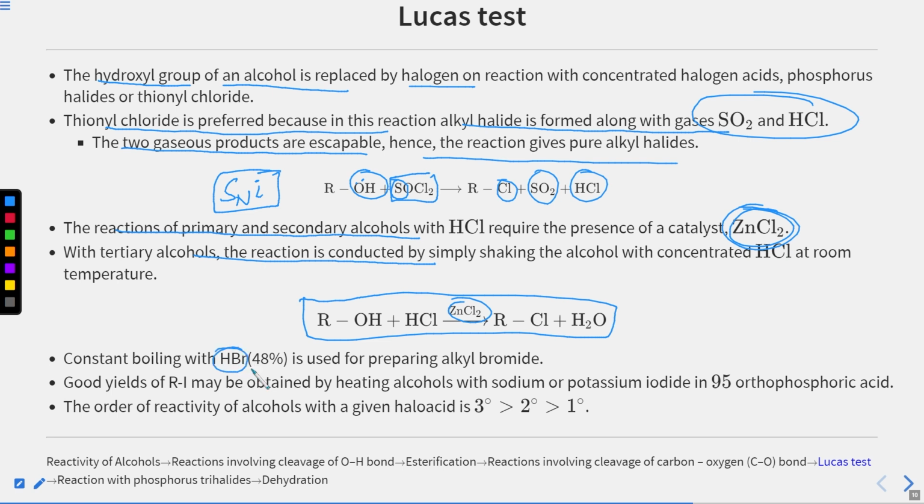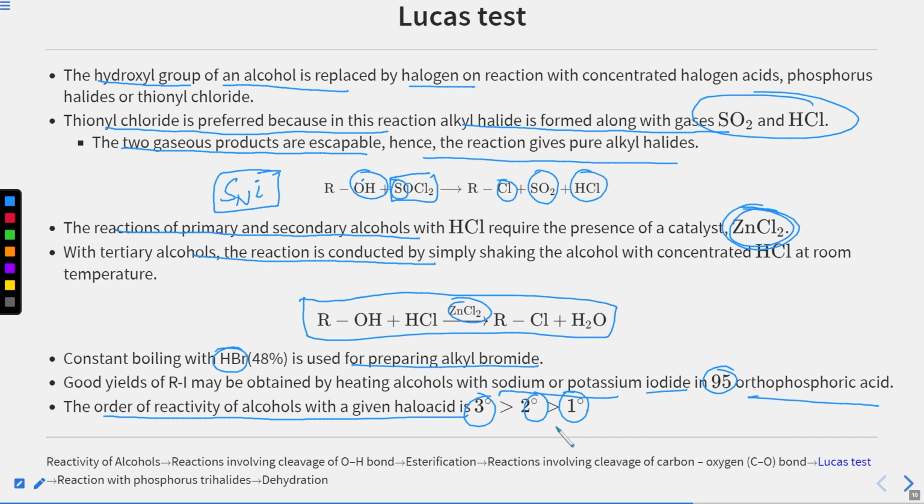Now, if you see the reaction with HBr, we can just boil the alcohol with concentrated HBr to prepare alkyl bromide. You do not have to introduce such a catalyst. And RI can be formed just by heating with sodium or potassium iodide. So if you want to get RI from ROH, you have to treat it with sodium or potassium iodide in 95% phosphoric acid. As I have told, the order of reactivity would look like this: 3 degree first, then 2 degree, and then 1 degree. The reason is obvious because it follows an SN1 reaction. If you look at the mechanism, you will get an idea why this is so.